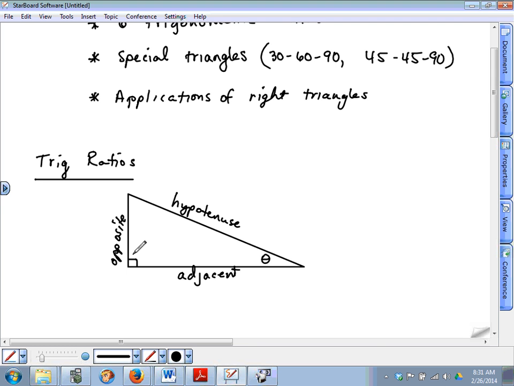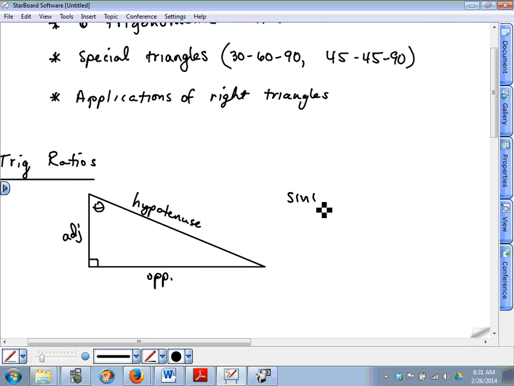And the hypotenuse is always opposite the right angle. It's always the longest side. Now, I'm sure you know this, but just so we're clear, I don't want to just assume things. If I moved theta up here to that corner, this would be opposite, this would be adjacent, but we wouldn't have to move the hypotenuse. The hypotenuse would always stay. Okay? Now, the three trig functions you're all familiar with: sine theta, cosine theta, and tangent theta.